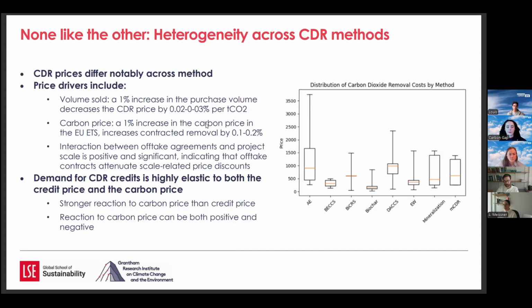Additionally, from an economic perspective, we want to see how reactive, or sensitive, people are to prices. And what we see with CDR credit prices is that they're highly elastic in both the credit price and the carbon price, meaning that as soon as credit prices go up, demand will go down. And about carbon price, I've already said, here it can be positive and negative depending on the methodology. But ultimately, what we do see is that the reaction is stronger to a carbon price than to the credit price. So yes, the UK ETS and EU ETS do signal something to credit suppliers.